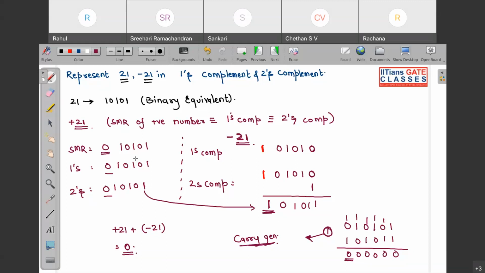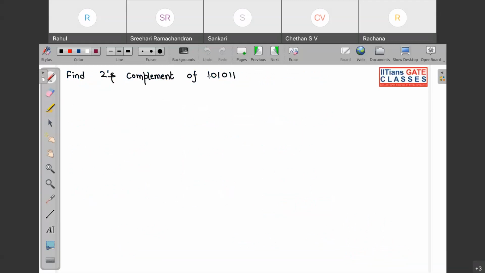Nobody is here today, so I had to check if someone is waiting or not. Let me ask you now: I have given you a 2's complement number. Tell me the number in decimal. What is this number? Quickly tell me. This is a 2's complement number, so what is the original number?